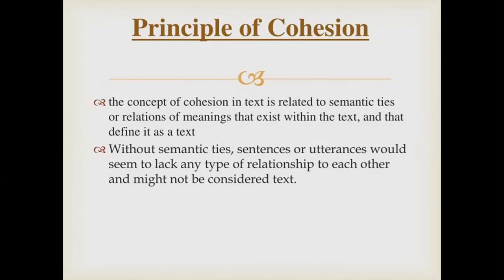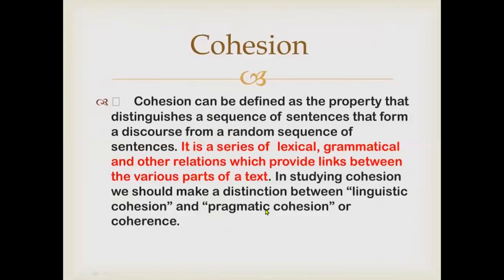The concept of cohesion in the text is related to semantic ties, or relations of meanings, that exist within the text and that define it as a text. Without semantic ties, sentences or utterances would seem to lack any relationship to each other and might not be considered a text. Cohesion can be defined as the property that distinguishes a sequence of sentences that form a discourse from a random sequence of sentences. It is a series of lexical, grammatical, and other relations which provide links between the various parts of a text.